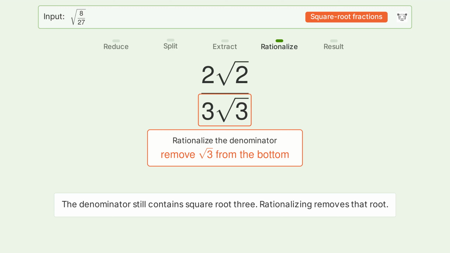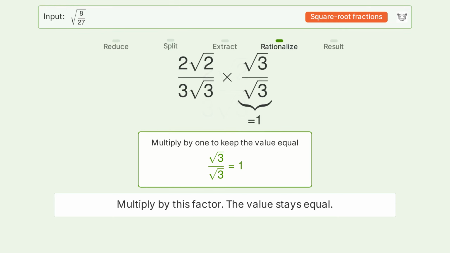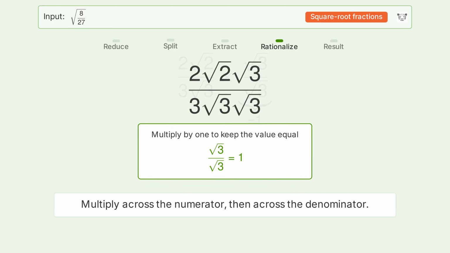Rationalizing removes that root. Square root 3 over itself equals 1. Multiply by this factor. The value stays equal. Multiply across the numerator, then across the denominator.